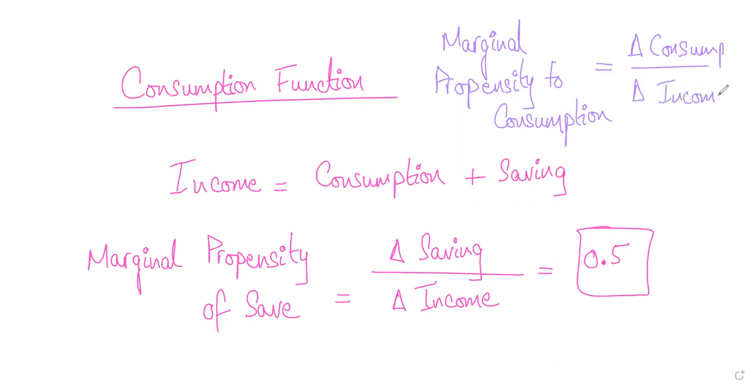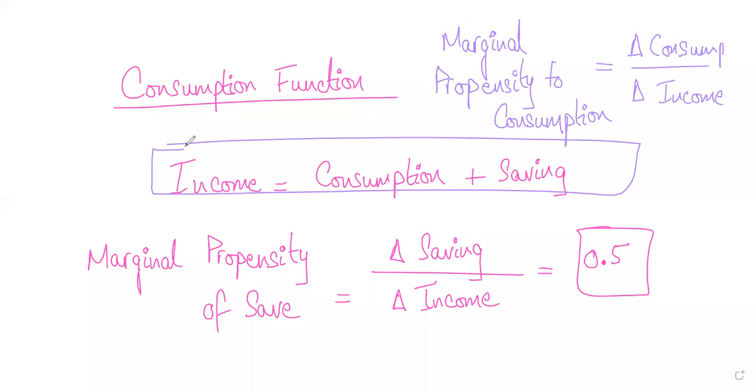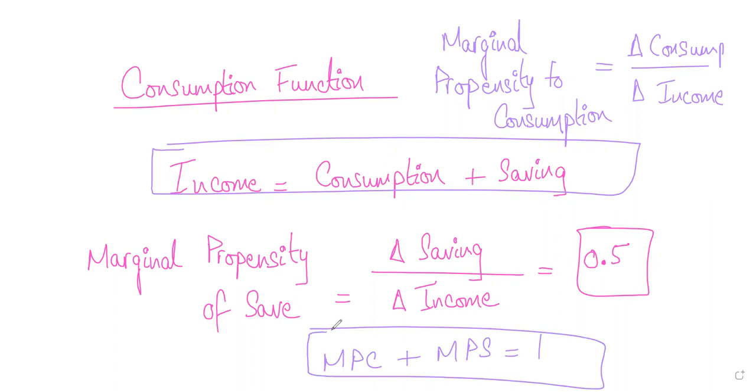Okay, now one thing that you need to know, as I've already mentioned, is that you can either consume your income or save your income. There's no other way around that. So this means that your marginal propensity to consume plus your marginal propensity to save has to be equal to 1. How many of you got this?